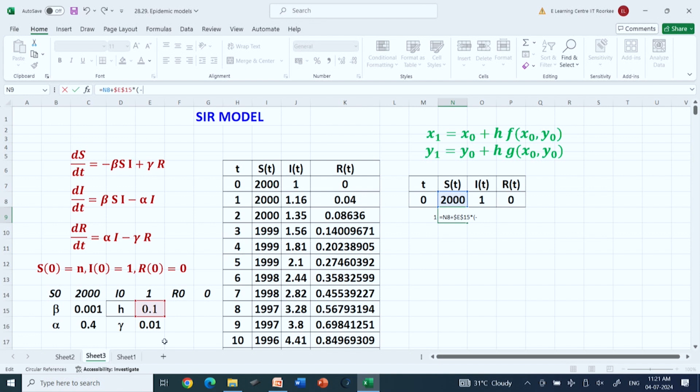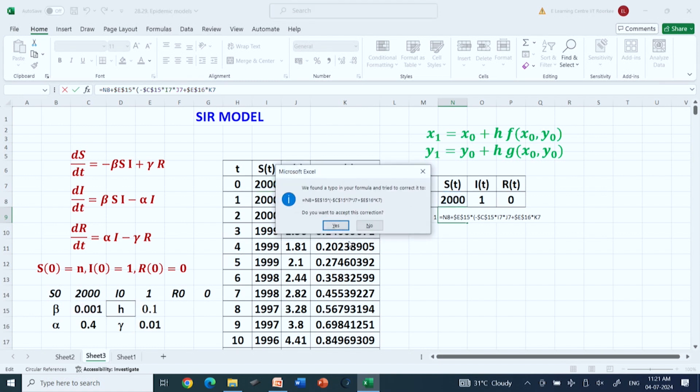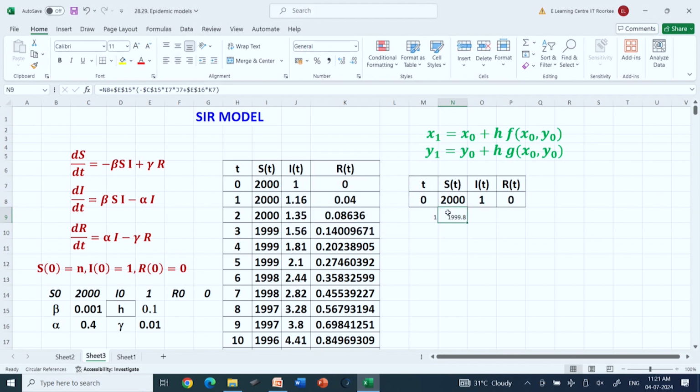So minus beta multiplied by S multiplied by I. Since beta is a constant, I put a dollar, plus gamma, which is 0.01, multiplied by R, which is 0. So this gamma is also a constant, so I put the dollar sign and add. So plus this minus 2 star.